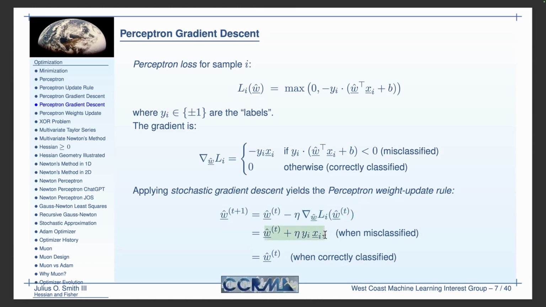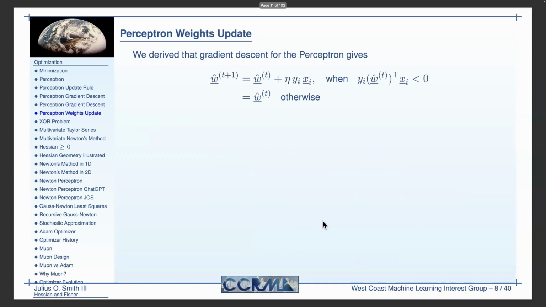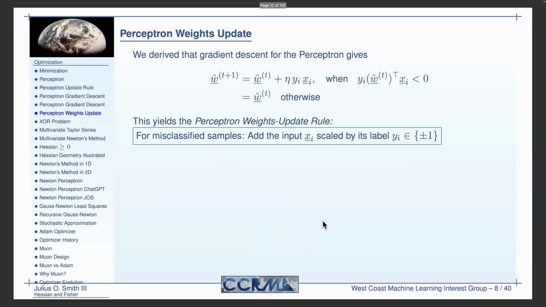And so you write that in, and it only is active when misclassified, and you leave it alone when it's correct. So this is now our gradient descent. The minus sign is gone. We've got a learning rate now, and you can see that we're going to have to set that to 1 to get the update rule from the perceptron.